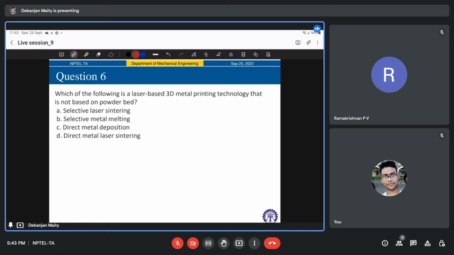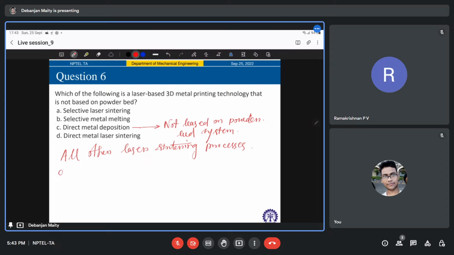So here, of course, this direct metal deposition is not based on sintering processes primarily. Powder bed fusion system.